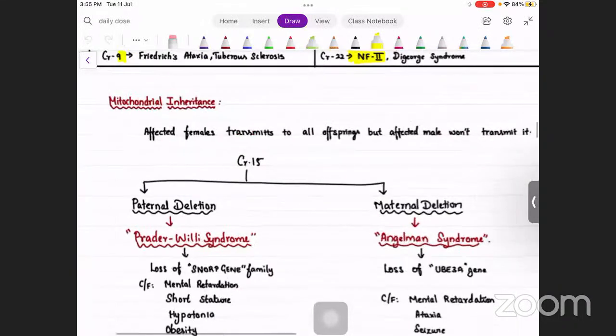And then you have mitochondrial inheritance. Affected females will transmit it to all the offspring, but males won't transmit it.